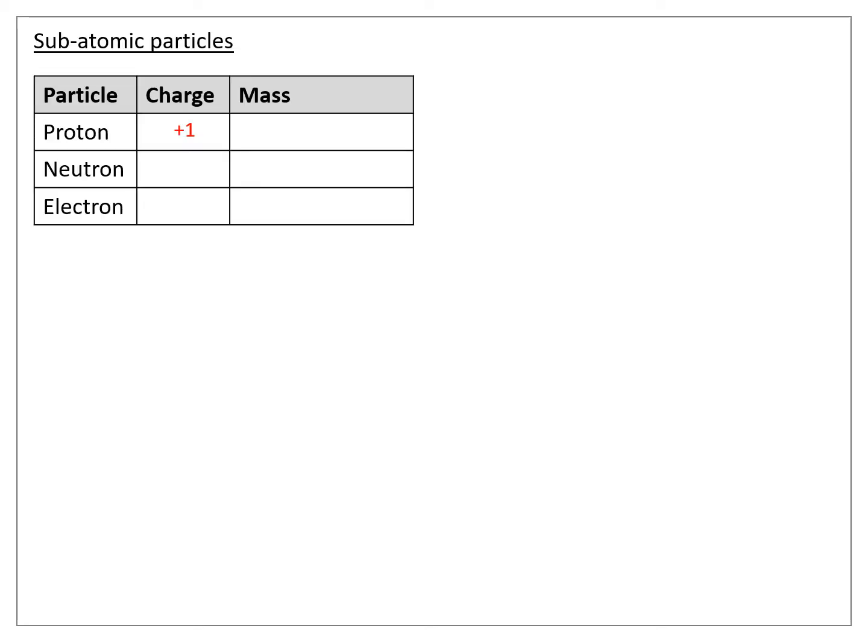Subatomic particles, you need to know the charge and mass of each. So a proton has a charge of +1, a neutron has a charge of 0, and an electron has a charge of -1. The proton's mass is 1. The neutron's mass is 1. But the electron's mass is very small.